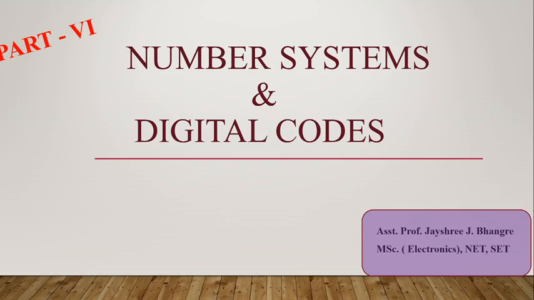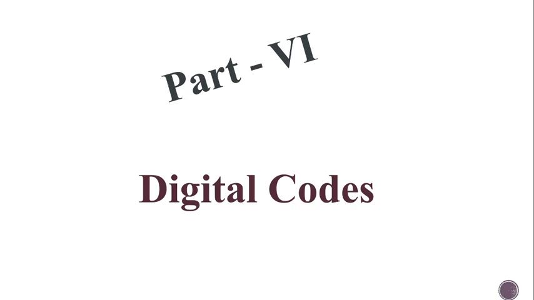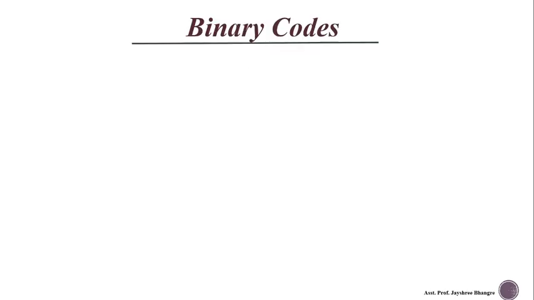Hello everyone, welcome to the sixth part of Number Systems and Digital course. So in this part, we are going to study the different digital codes or binary codes. So these binary codes are nothing but BCD or 8421 code, Gray code, ASCII code and EBCDIC code.